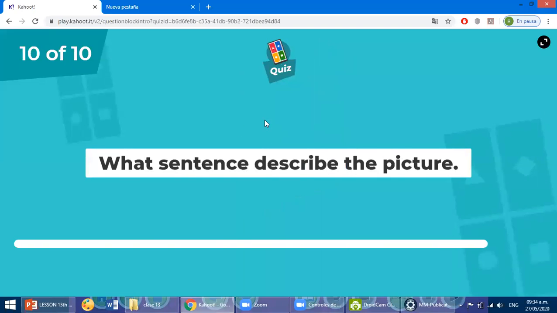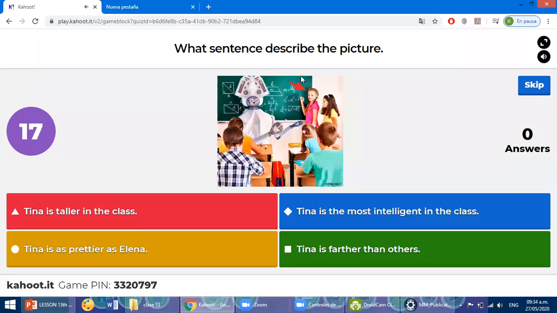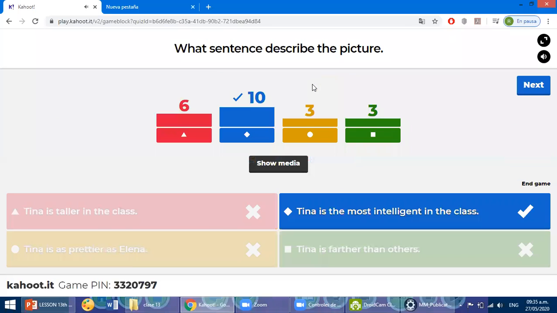Look at the picture. What sentence describes the picture? Tina is the most intelligent in the class. It's described in this sentence, okay? Remember, intelligent is a long adjective. The superlative is the most intelligent, okay? Good.